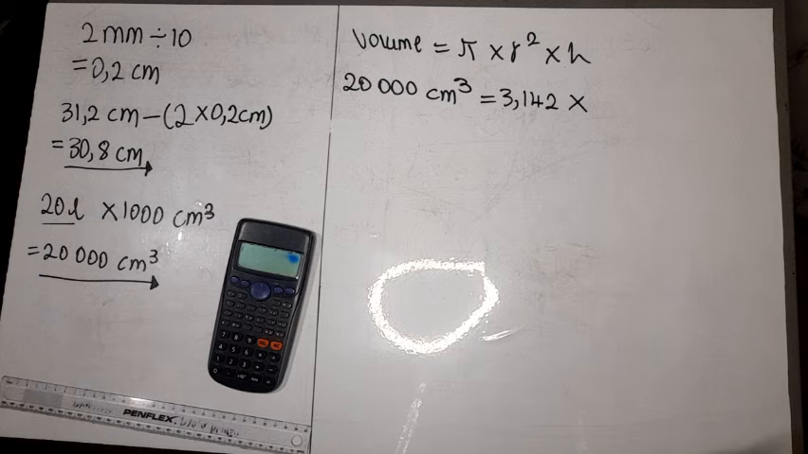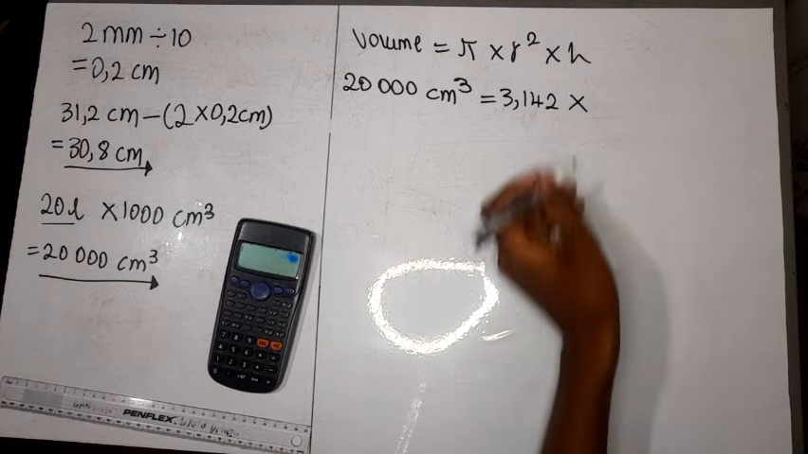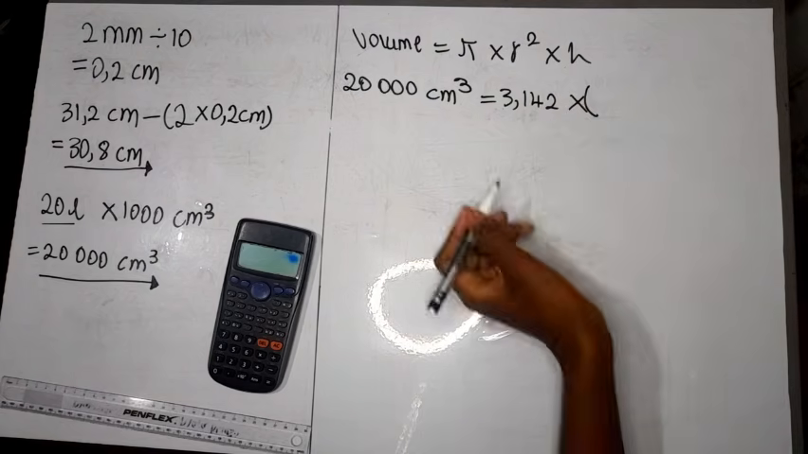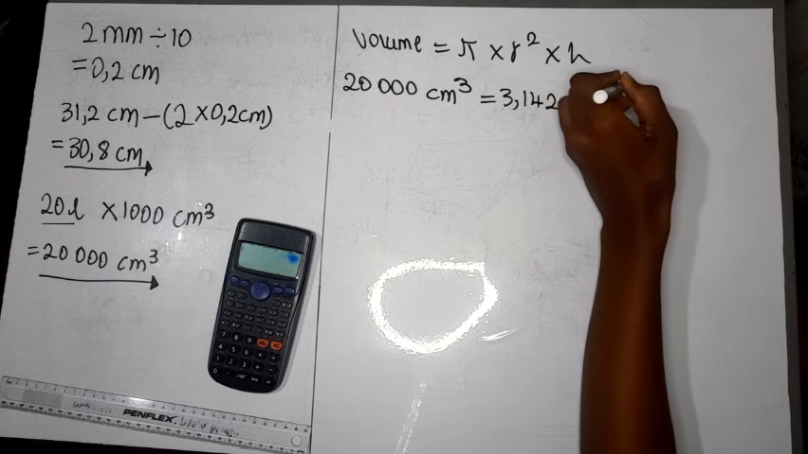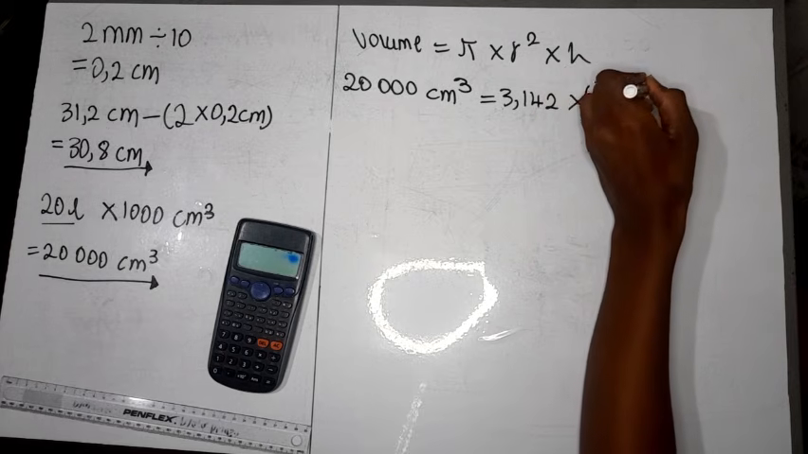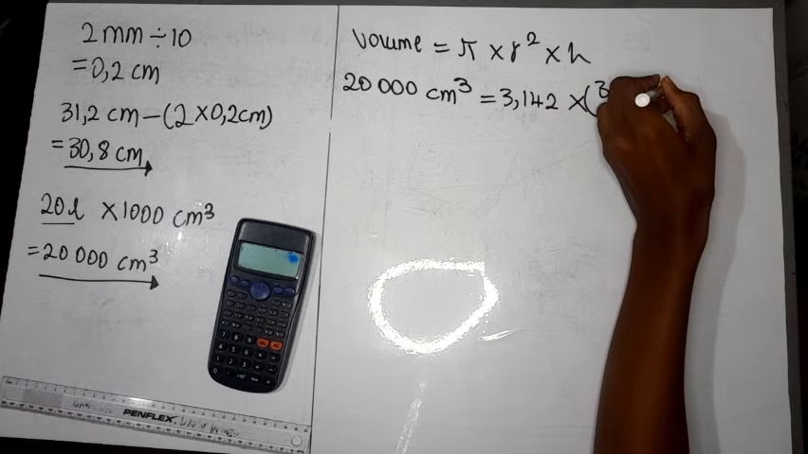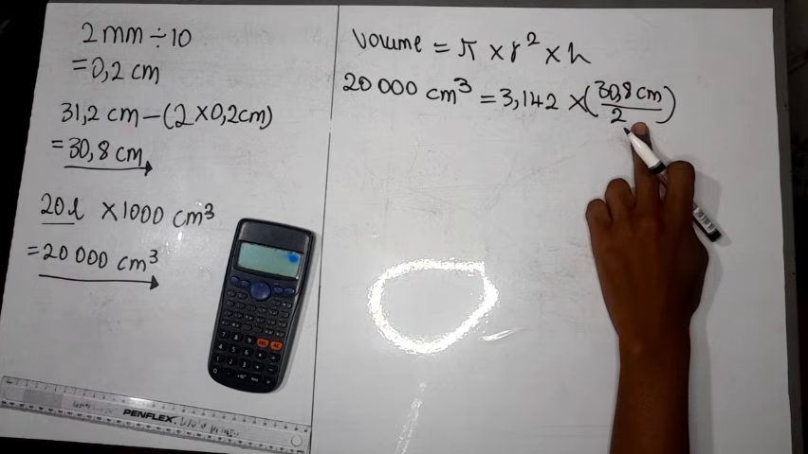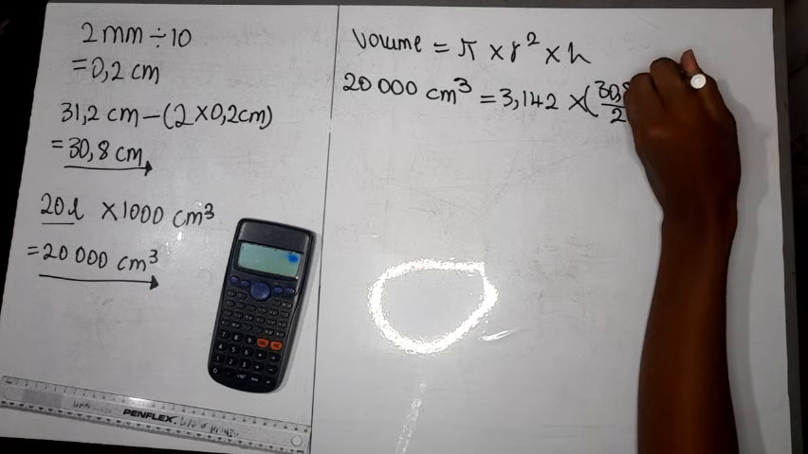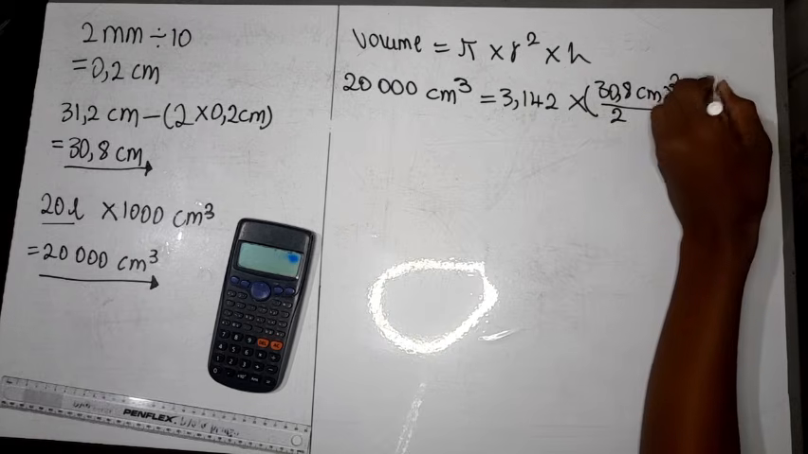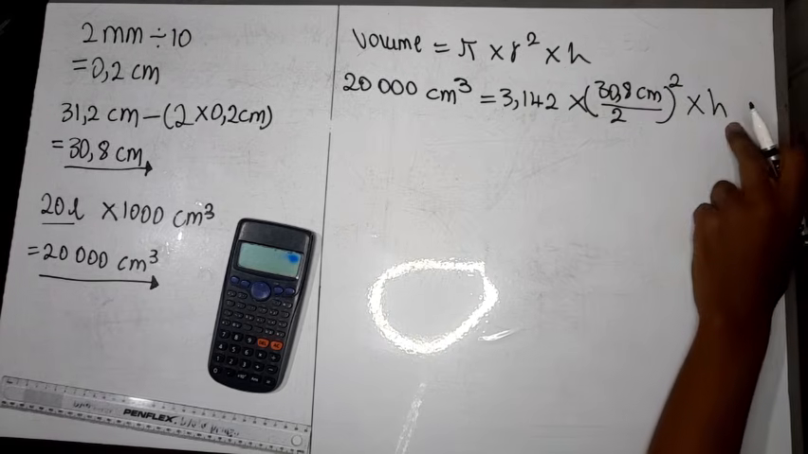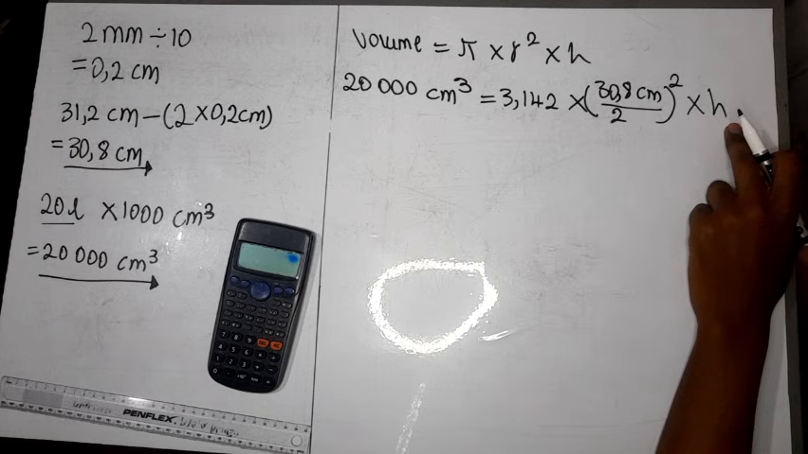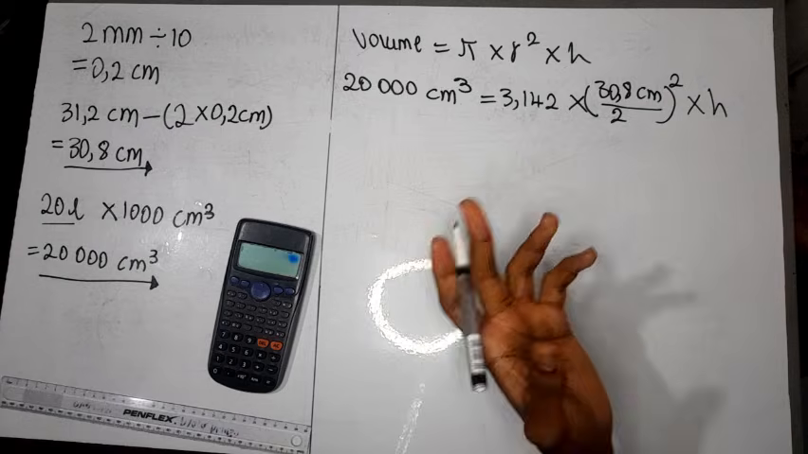So do we have the radius? No, we do not have the radius, but instead we have the diameter. And you all know that when you calculate the radius, you take the diameter and divide it by 2. So we're going to put brackets here and write our diameter, which is 30.8 centimeters, and divide it by 2. So this one will give us the radius of the bucket, and then put square, multiply by height. On the height, we're not going to write anything because we do not know the height of the bucket. It is what we are trying to figure out, right?